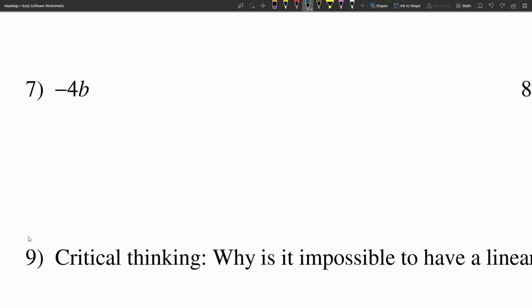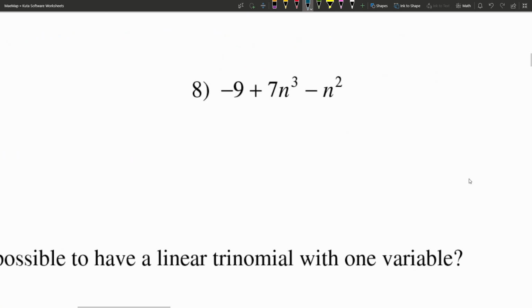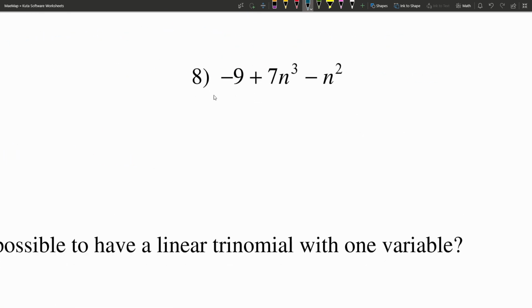On to number 7. The degree is a degree of, well, we have the variable b, and b is the same as b to the first. So it's a degree of 1. And a degree of 1 is known as linear. So we have a linear polynomial with how many terms? One term, so that's a linear monomial. And lastly, for this set of directions, number 8. In number 8, our highest degree is that degree of 3, which we know to be cubic. And how many terms are there? 1, 2, 3 terms in this polynomial, so it's going to be a cubic trinomial.